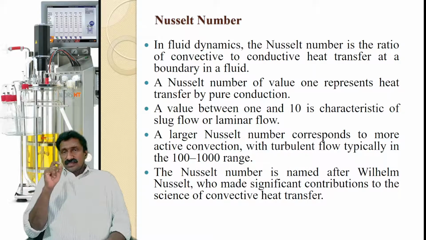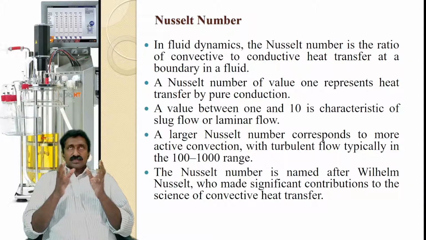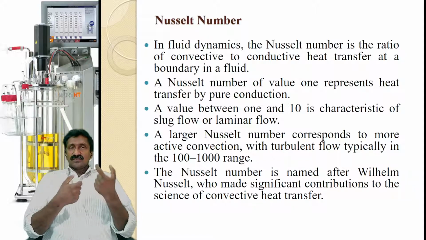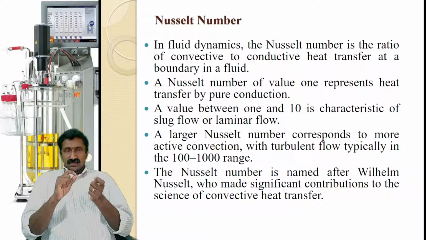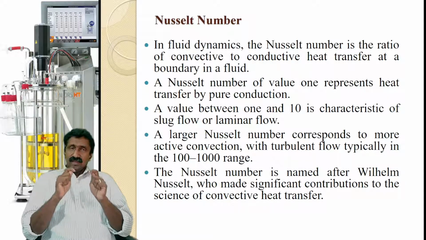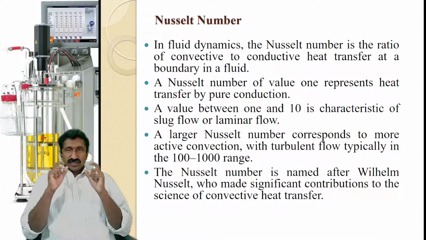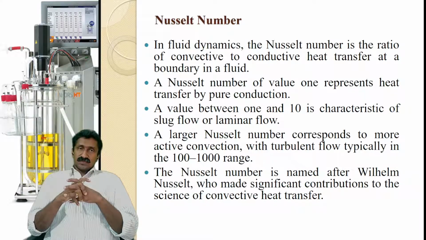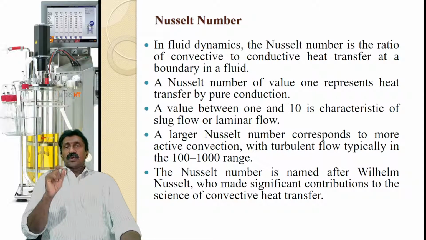In fluid dynamics, the Nusselt number is the ratio of convective to conductive heat transfer. You know that in reactors there are both conductive and convective heat transfers. So this is the ratio of convective to conductive heat transfer at the boundary in a fluid. At the boundary wall, convective heat transfer is occurring in the broth medium, and conductive heat transfer is occurring in the vessel walls. So there is a ratio of heat transfer between the convective and conductive heat transfers, and that is known as a Nusselt number.